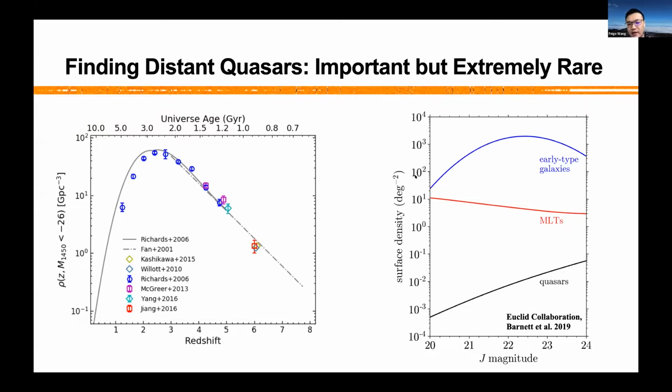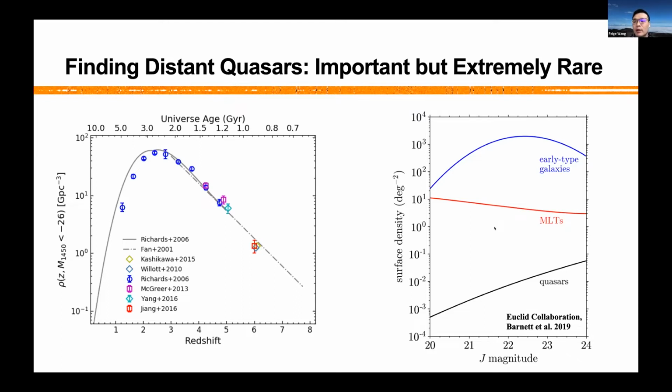On the other hand, in the right panel, I show the density of quasars and other contaminants, basically objects in our universe with similar colors to quasars. You can see that MLT dwarfs in our Milky Way and also early-type galaxies in our universe have a much larger number density than quasars, which makes it extremely difficult to find those quasars.